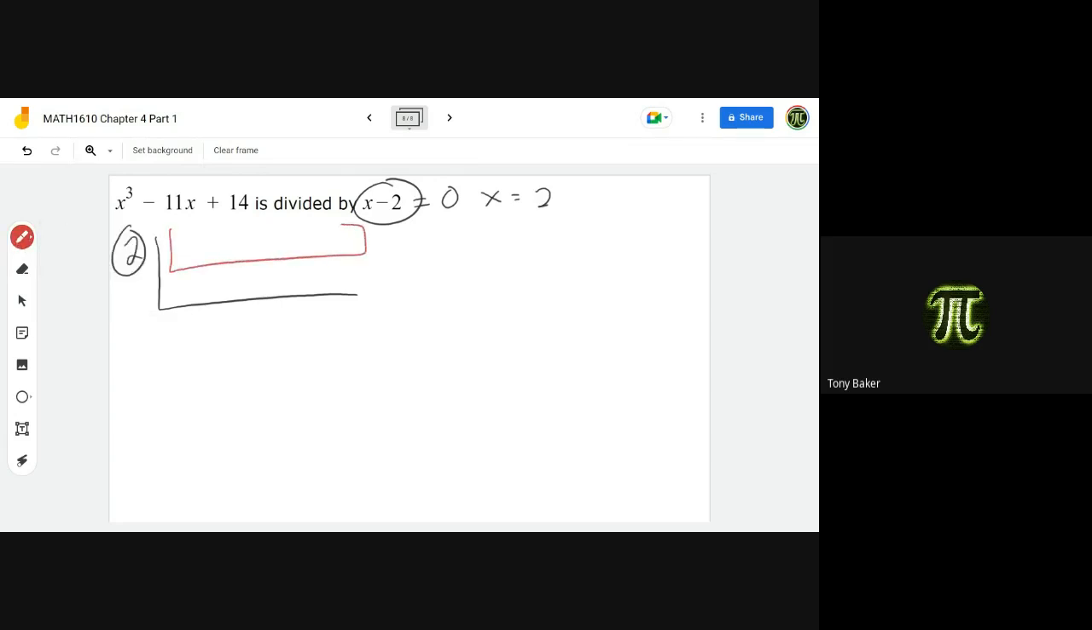Inside here, I'm putting my coefficients of those numbers, and I need them all. So in this case, I have 1, I have 0 for x squared, I have negative 11, and then I have 14. Okay, so you need every coefficient. So if there's a term missing, you have to put a 0. And the same concept as before, they have to be in order.